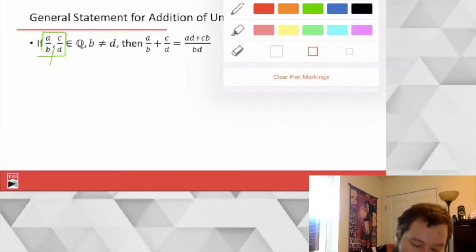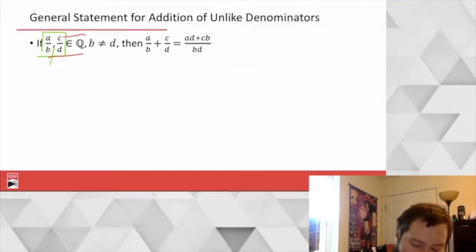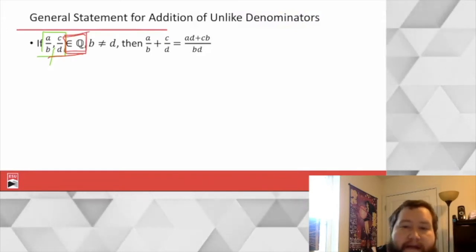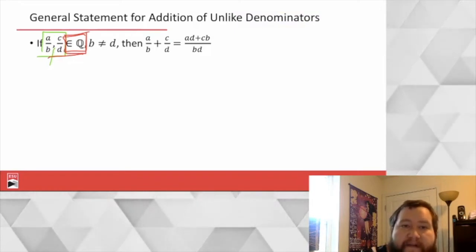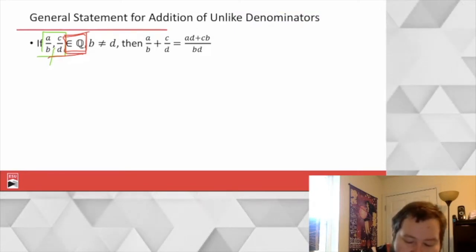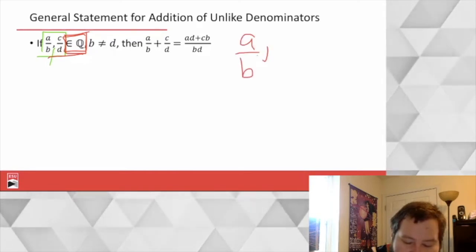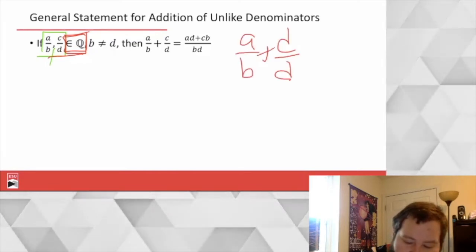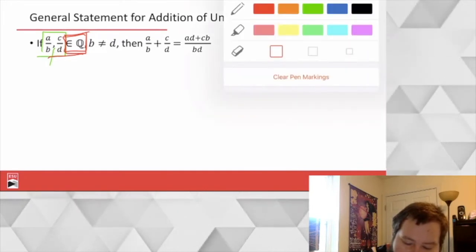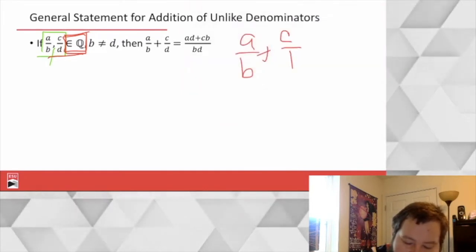Because I already told you that they were rationals, and rationals are only defined if the denominator is non-zero. So we know that they're not the same, and we know that they're not zero. Then generally speaking, a over b plus c over d equals.